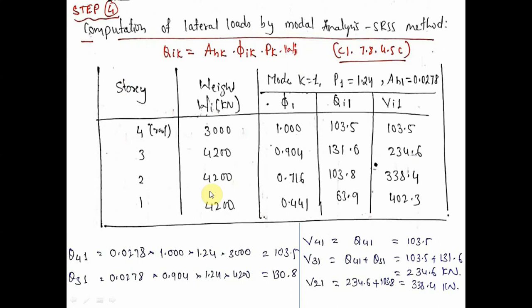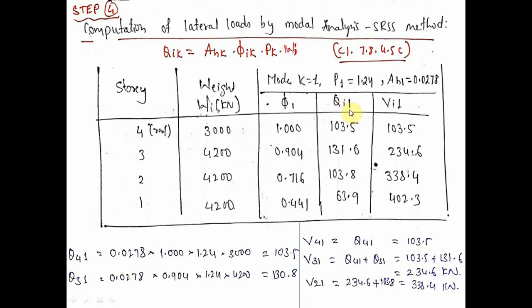Now here you have to put a table like this. Story, roof is 4, weight of each of the floors. Now for mode k equal to 1, P1 is the modal participation factor which you have already calculated earlier. Next write the value of A_h1, the horizontal acceleration coefficient which you have calculated. Now the phi 1 values are the mode shape values for mode 1.